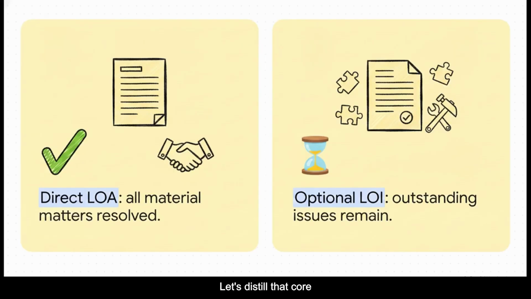Let's distill that core difference. Keep it really simple. A direct letter of award, or LOA, means you are ready to rock. All the material matters are totally resolved. An optional letter of intent, the LOI, well, that means you intend to award the contract, but there are still some outstanding issues that need to be negotiated before a final agreement can be struck.